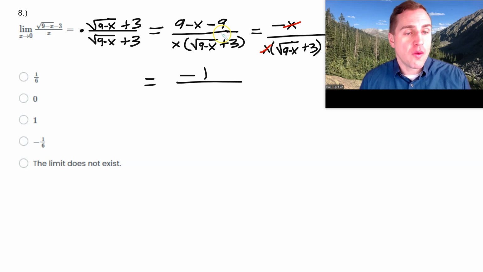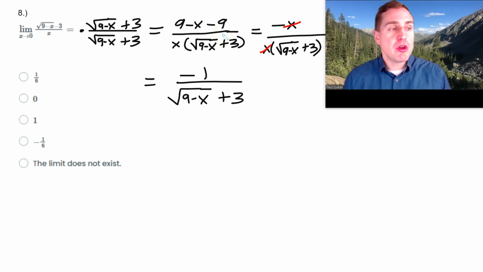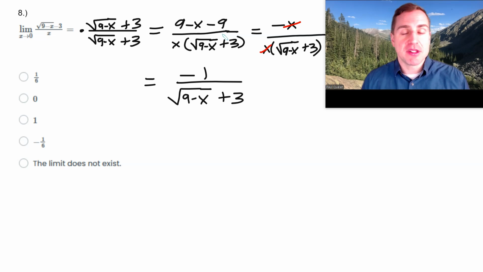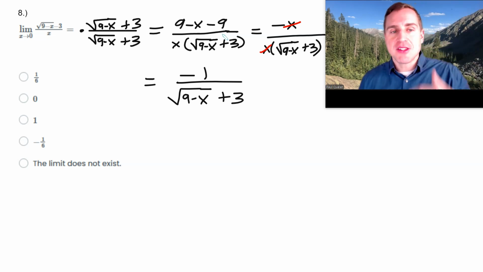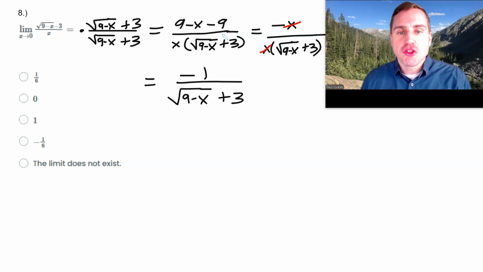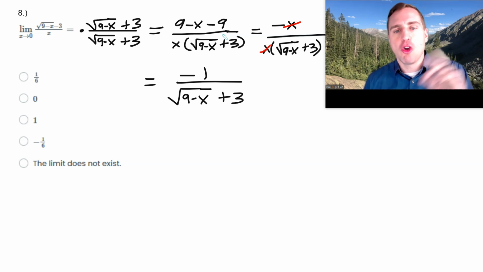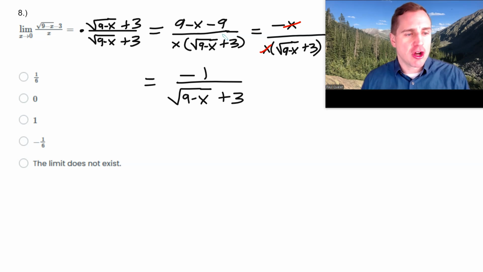So then what do we get? Negative 1 over the square root of 9 minus x and then plus 3. Well, notice now we should be able to plug in x equal to 0. Because whenever you cancel things from top and bottom, generally that means you've removed the 0 over 0 issue. In other words, it's no longer in indeterminate form.